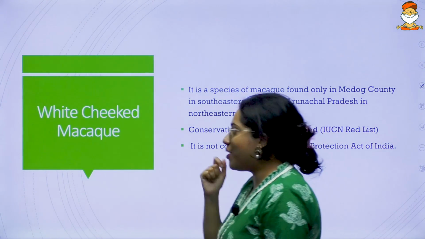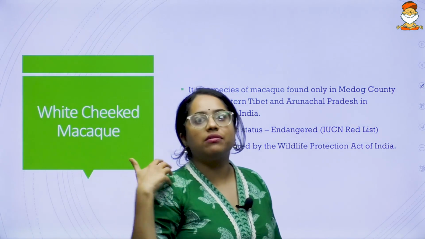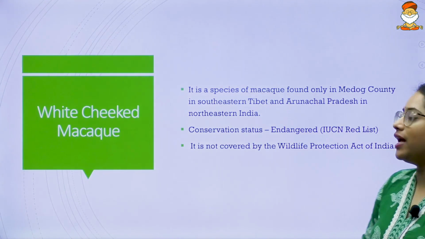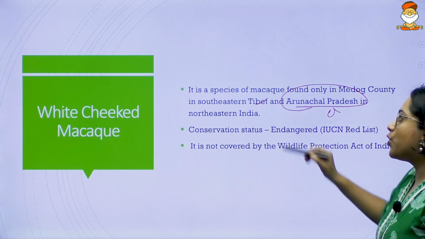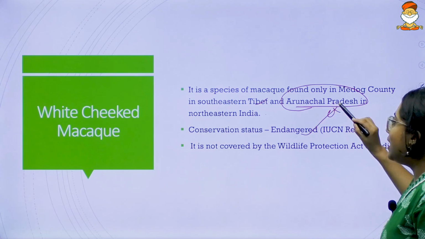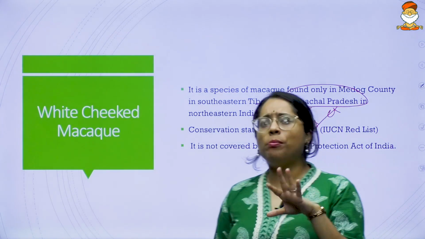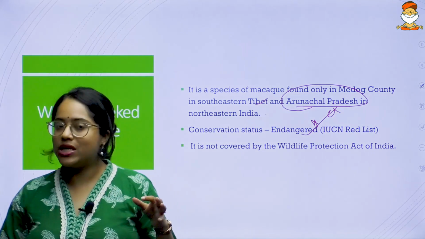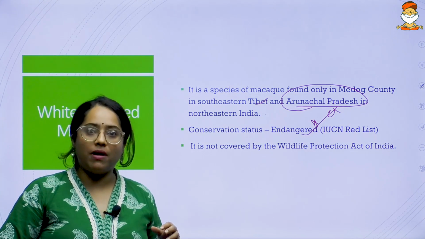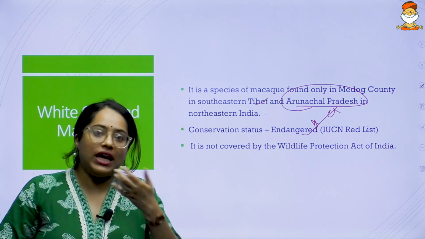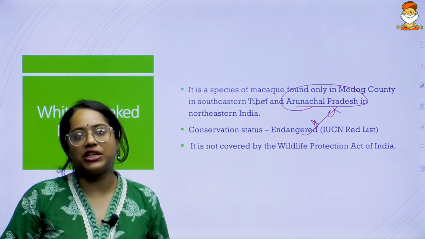The next species that I want to discuss with you is the white-cheeked macaque. The white-cheeked macaque is a species that is found in Tibet and, in India, only in Arunachal Pradesh in northeastern India. IUCN lists this as endangered, and this is the catch over here. Normally, for all the important species that IUCN lists as endangered and critically endangered, it will be part of the Wildlife Protection Act. So we imply that it will be in the first schedule of the Wildlife Protection Act.